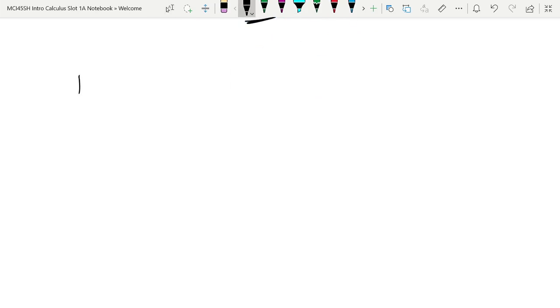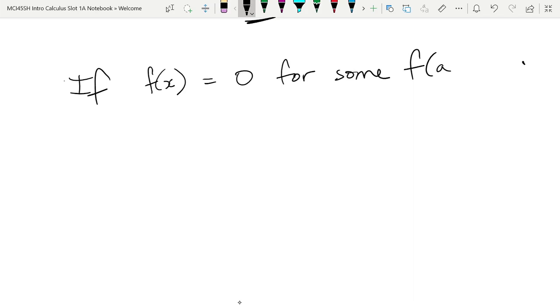It says, if f of x equals 0 for some f of a, then x minus a is a factor.